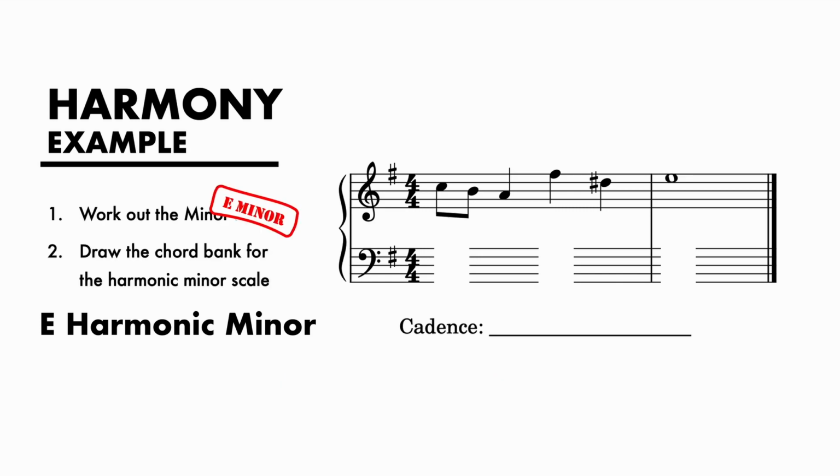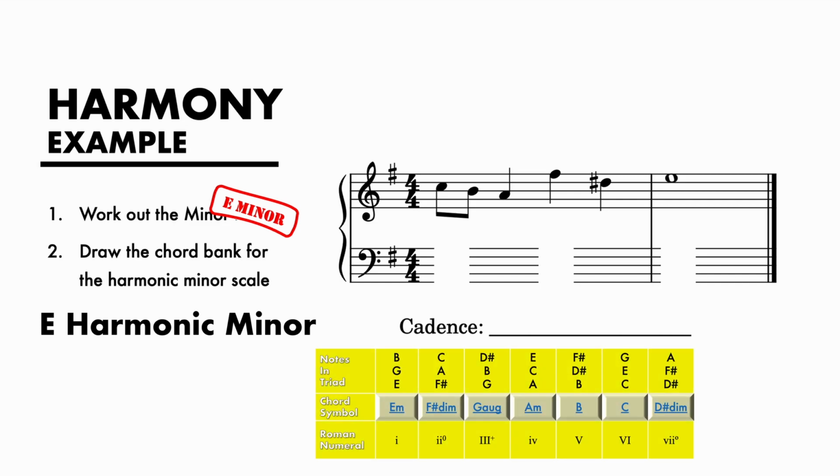Chord 1 is minor, chord 2 is diminished, chord 3 is augmented, chord 4 is minor, chord 5 is major, chord 6 is major, and chord 7 is diminished. Now we're going to attempt to harmonize the melody while also making a cadence. And this is what we get.